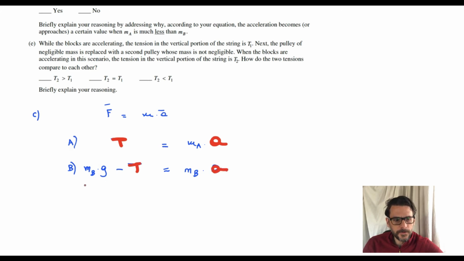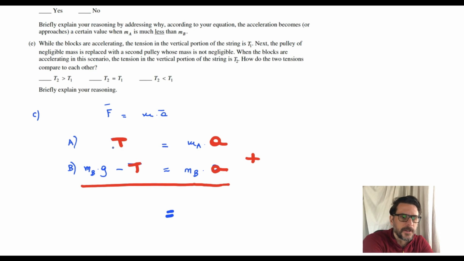We have a set of two simultaneous equations, which we are going to solve by adding both equations. If we just add them, adding all the terms on the left side and all the terms on the right side, we can mathematically cancel the tension out because it has a positive sign in one equation and a negative sign in the other. The only net force acting on the system is, of course, the weight of B, which is the only force responsible for moving and accelerating the system.